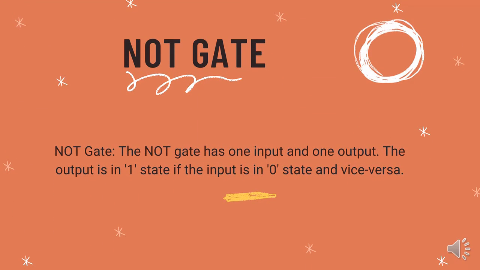So what is a NOT gate? We already know from the previous lecture that the NOT gate has one input and one output. The output is in 1 state if the input is in 0 state, and the output is in 0 state if the input is in 1 state. So next slide.